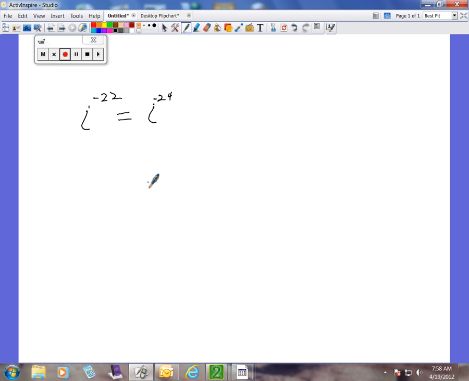Now, what does it have to be times to still equal i to the negative 22nd? Yeah. i squared, right? Because when you multiply, you add exponents. So this is going to really equal what then?